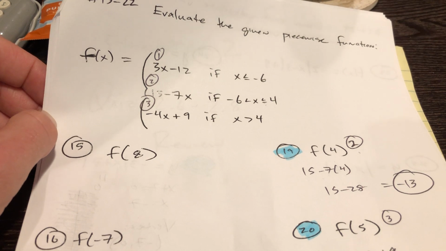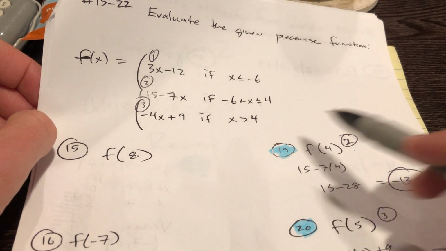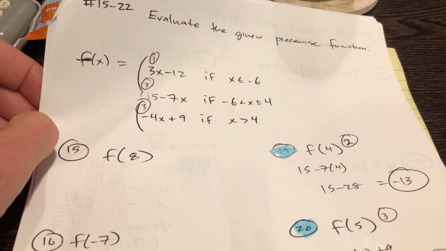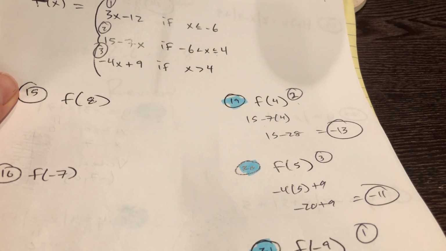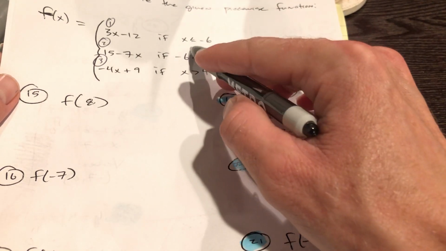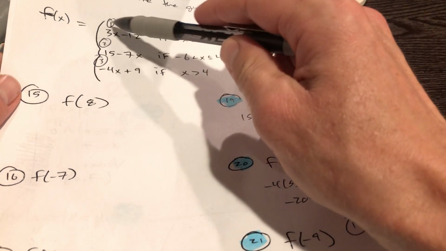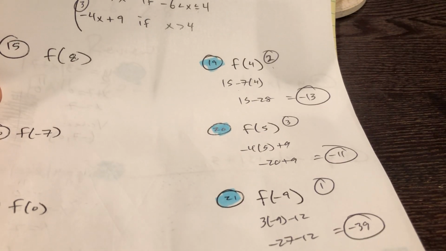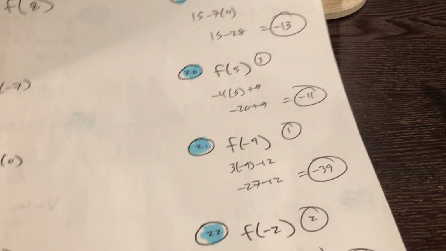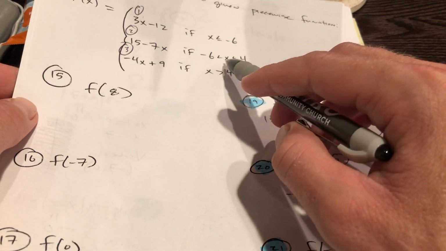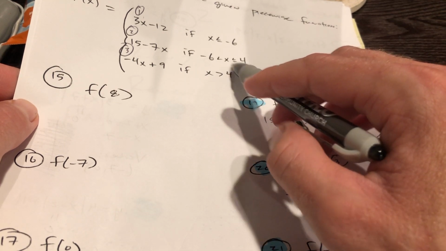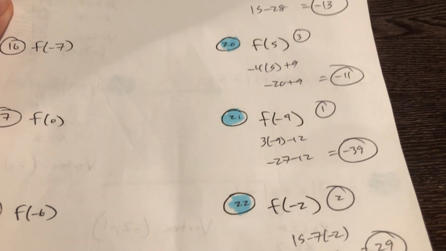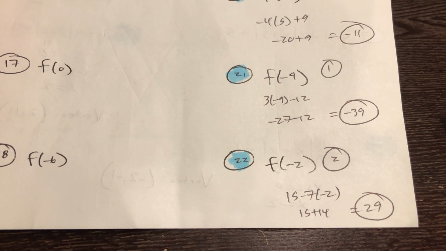I get negative 13. 20, when is x allowed to be 5? X is allowed to be 5 in the third equation. 5 is greater than 4. Plug 5 in for x there. Negative 4 times 5 is negative 11. When is x allowed to be negative 9? Negative 9 is definitely less than negative 6. So that first equation, 3 times negative 9 minus 12. And lastly, when is x allowed to be negative 2? X is allowed to be negative 2 in this second equation. Negative 2 is greater than negative 6, and it's also less than or equal to 4. Negative 2. And I get 29 as my answer.